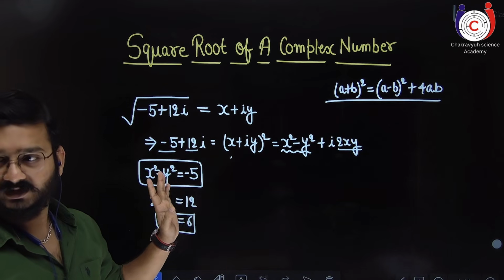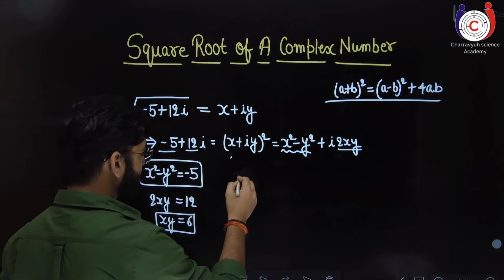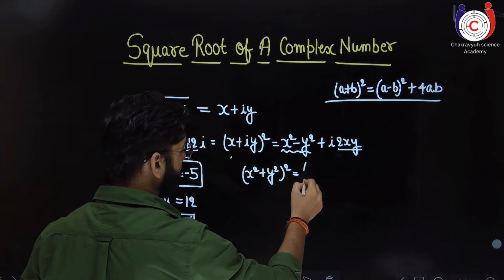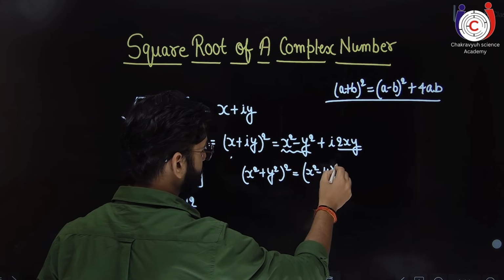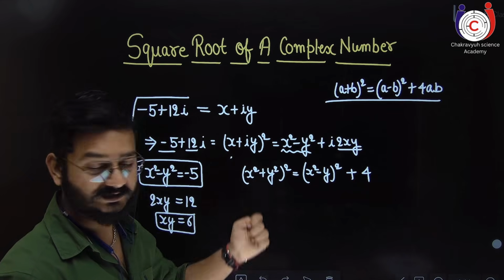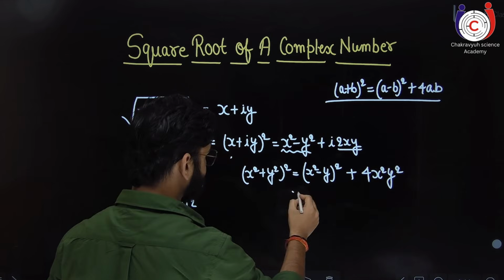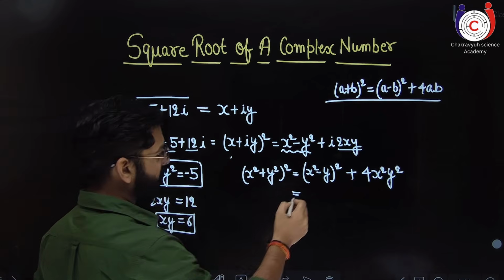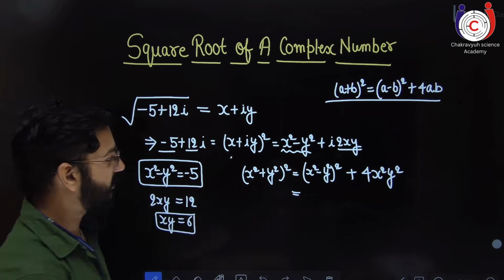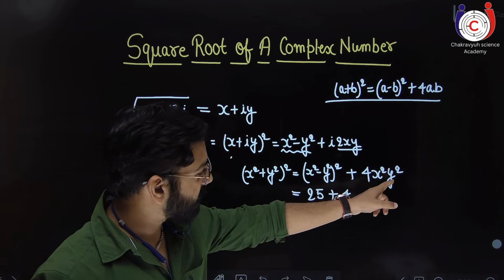So I already have a minus b whole square. Now by using that, I will calculate a plus b whole square, or you can say I can calculate x square plus y square. So I will write x square plus y square whole square will be x square minus y square whole square plus 4ab. What is a here? x square. What is b here? y square. So 4x square y square. Now let's substitute x square minus y square. Sorry, I forgot to put square here. So x square minus y square is minus 5. Minus 5 whole square, 25, plus 4 times x square y square, means xy whole square.